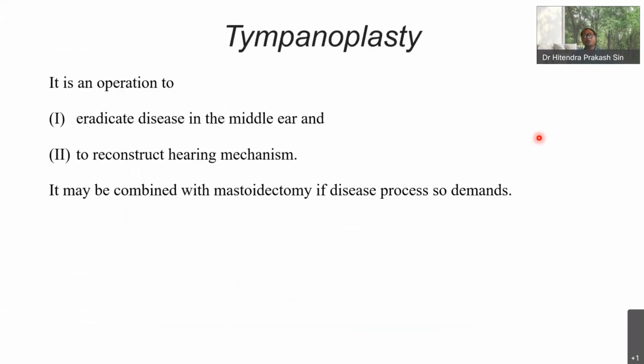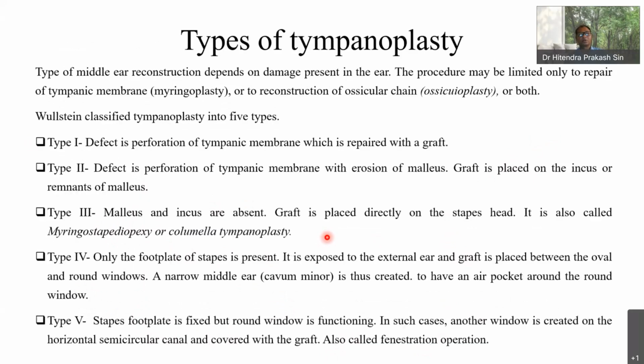Now, what is tympanoplasty? Tympanoplasty, I have already told you, is to eradicate the disease in the middle ear and to reconstruct the hearing mechanism. It may be combined with mastoidectomy if the disease process demands. Now, what are the types of tympanoplasty? Types of tympanoplasty are many, and there are many classifications, but I am going to tell you only the Wullstein classification, which classified it into 5 types.